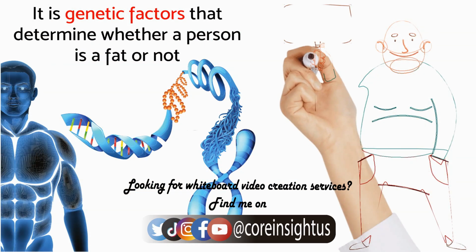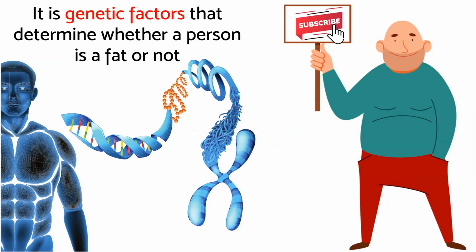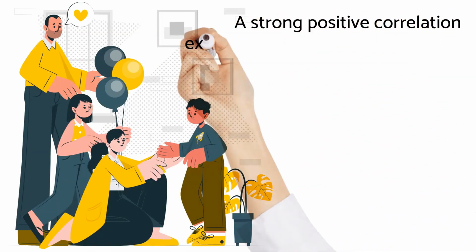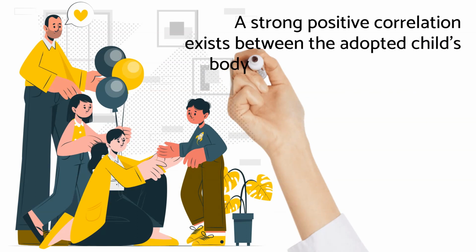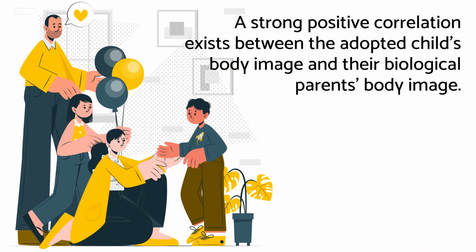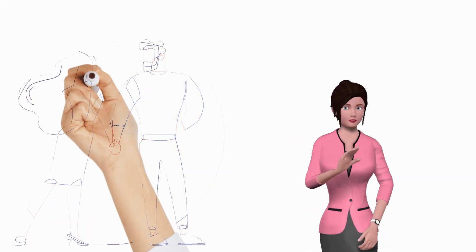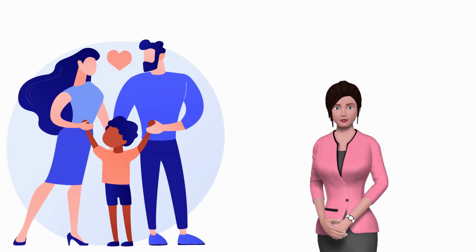To strengthen his conclusion, Stunkard tested his new hypothesis. He compared the adopted child's body image with the body image of his biological parents using accurate adoption record data. It turned out that he found a strong positive correlation between the adopted child's body image and the body image of his birth parents. Adopted children born to obese parents have a very high probability of becoming naturally obese. In contrast, children born to thin parents have a very low probability of becoming obese in their foster families.